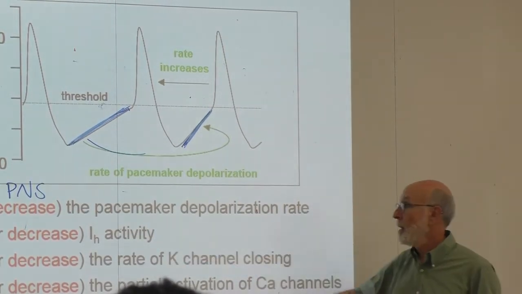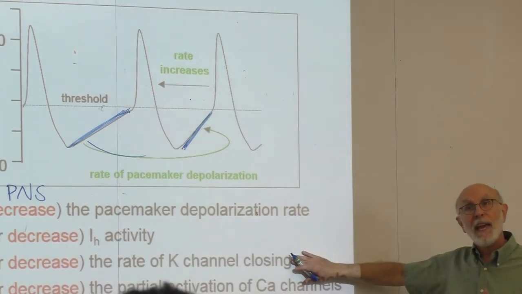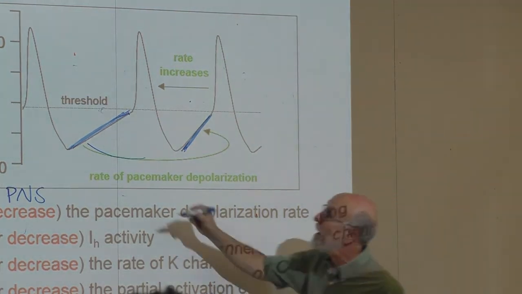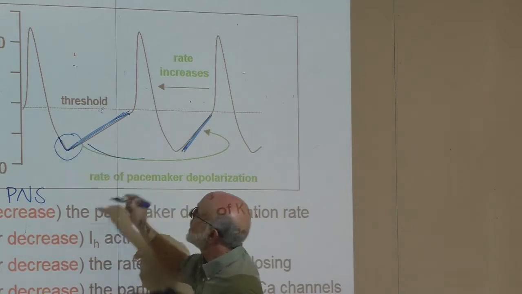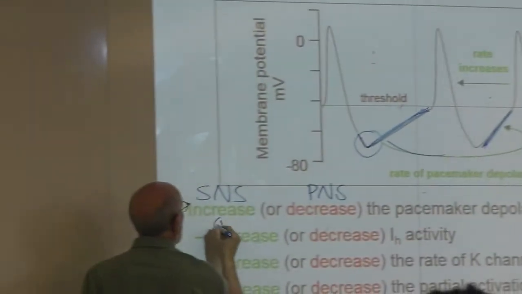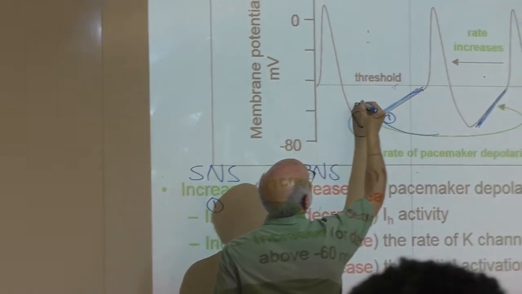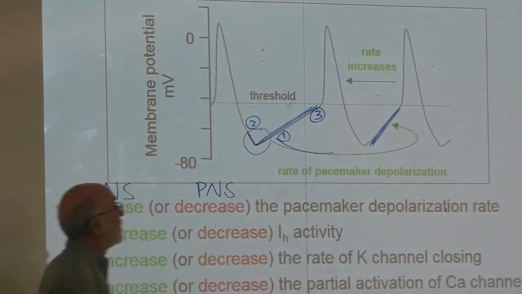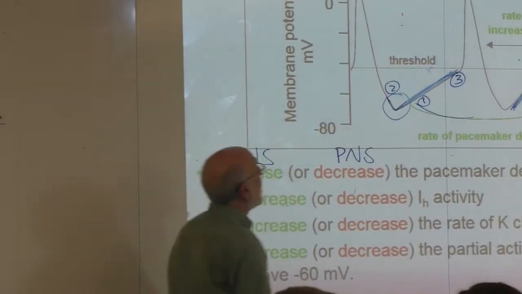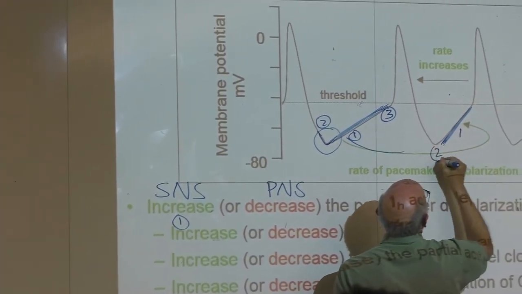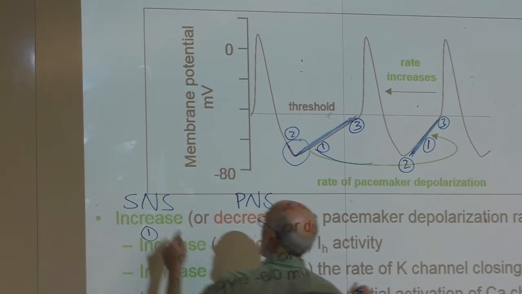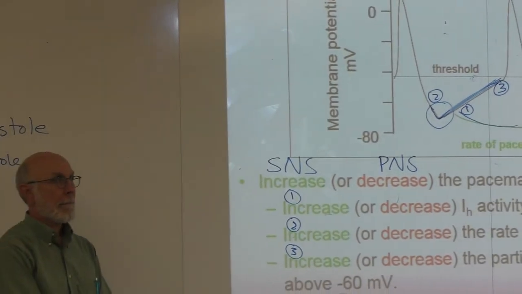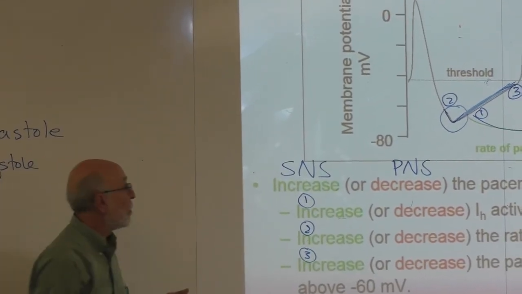That makes sense. If we increase the ability of K channels to close, that would allow them to close faster, so this is number 1. The 1 is happening here, 2 is happening here, and 3 is happening here, right? 1, 2, 3. Let me walk through it.